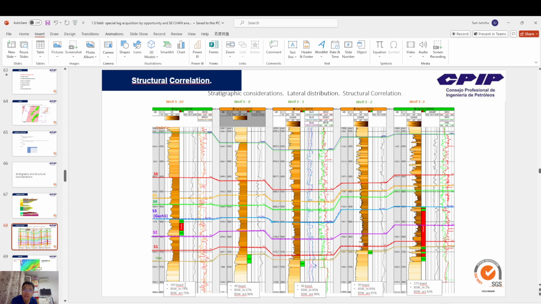S10: 143 barrels per day, BSW 70% full. S8: 40 barrels per day, BSW 29. S1: 56 barrels per day, BSW 65%. S2: 50%, BSW currently 97%. S3: 173 barrels per day with current production water 42%.